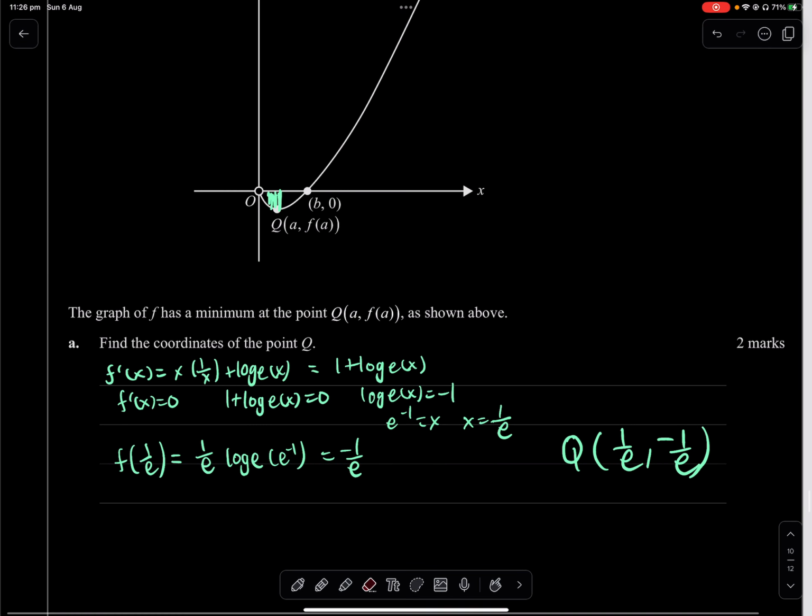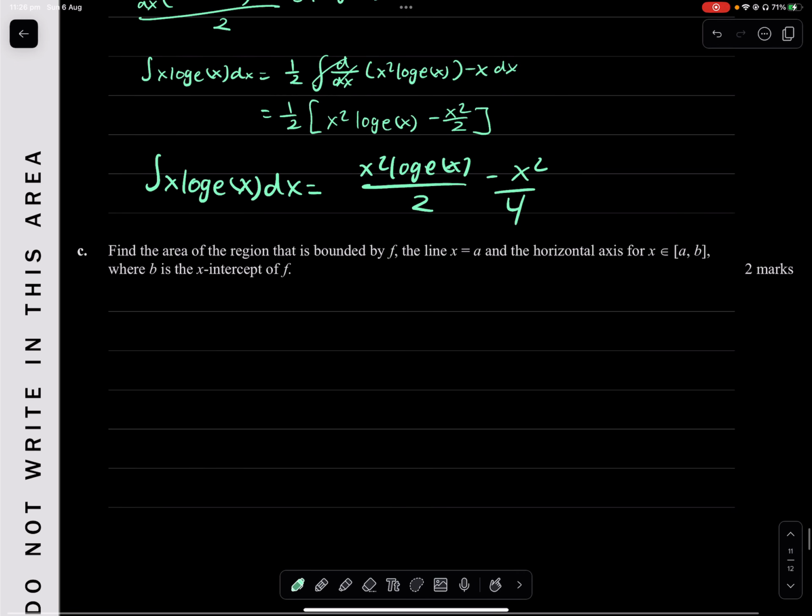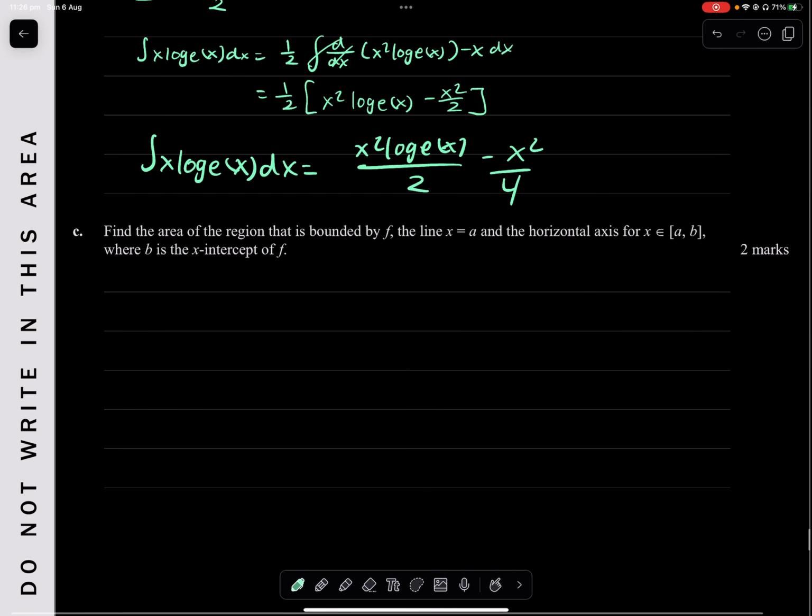Yeah, but we just need to find this. Why do we care about b anyway? They're just telling us to find this. It's trying to tell us this over here because it tells us the line x equals a. Okay, so let's do that.